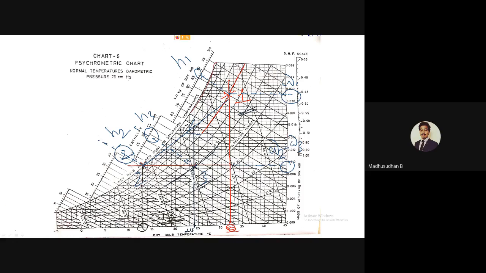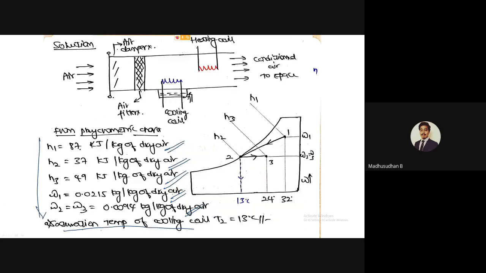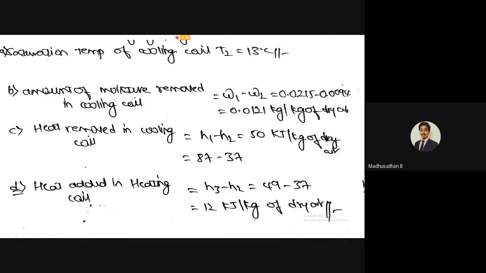So the same thing is the saturation temperature of the cooling coil, which is 13 degrees Celsius. This is how you will be calculating the 13 degrees Celsius. And what are the remaining things? They can be calculated very easily. Saturation temperature of the cooling coil I have calculated directly from the chart.